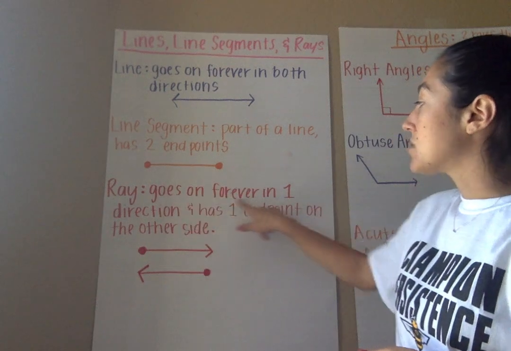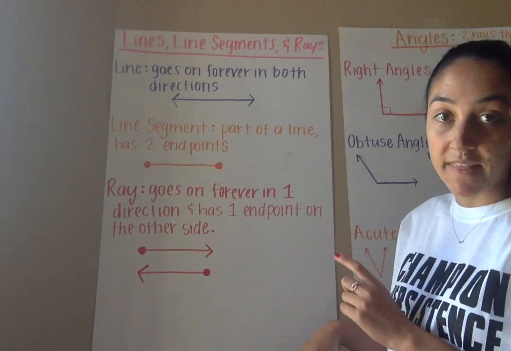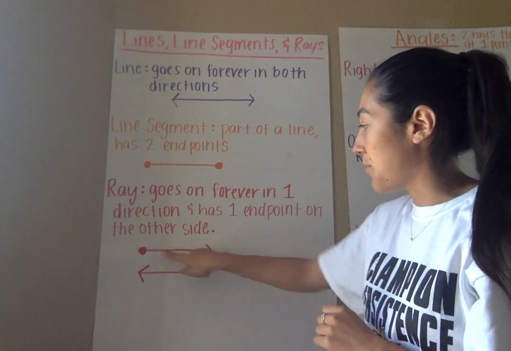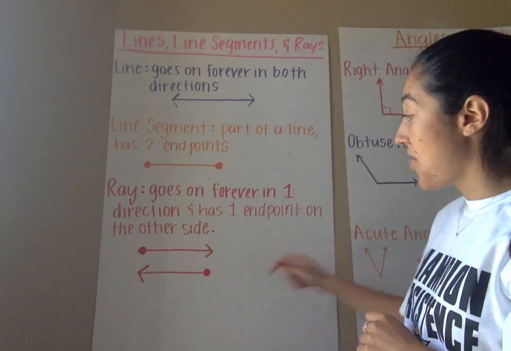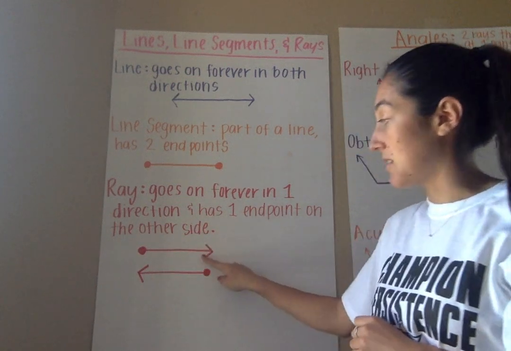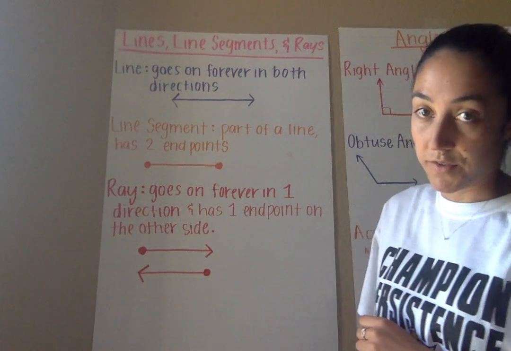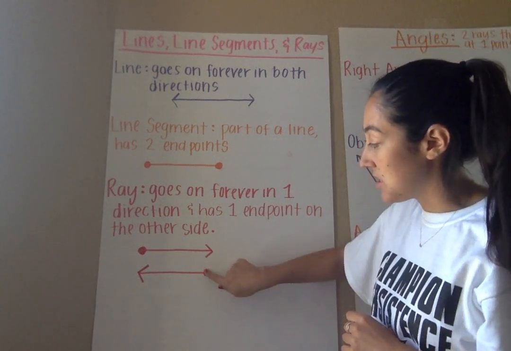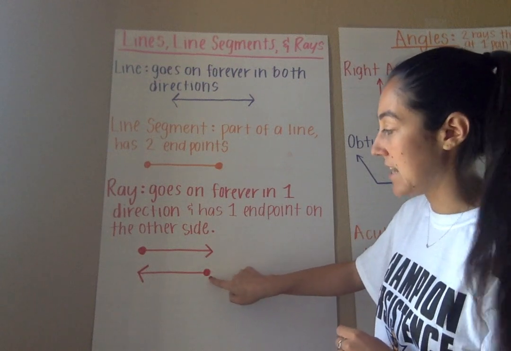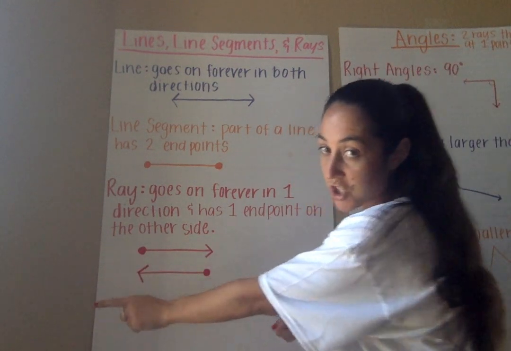And then a ray goes on forever in one direction and has one endpoint on the other side. So for example, in this first one, this line is going to go forever and ever in this direction because of the arrow, but it is going to stop right here. It will go no further than that dot. Whereas on this one down here, this is your endpoint. This is where that line is going to stop, but it will go on forever in that direction.